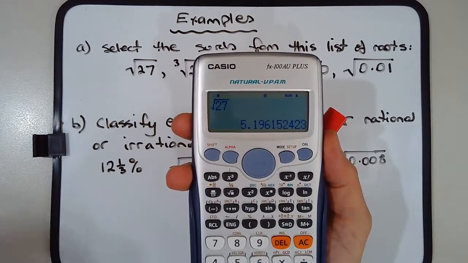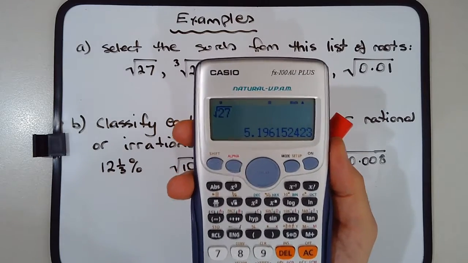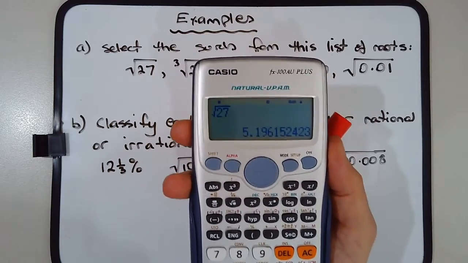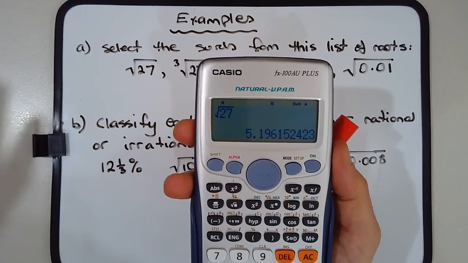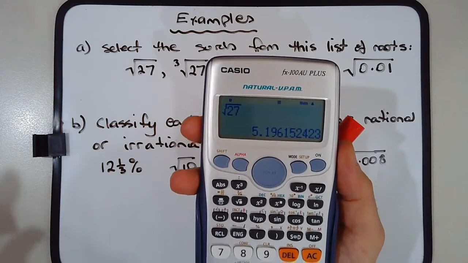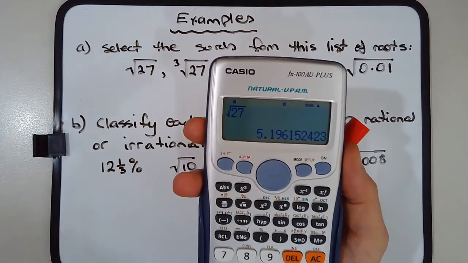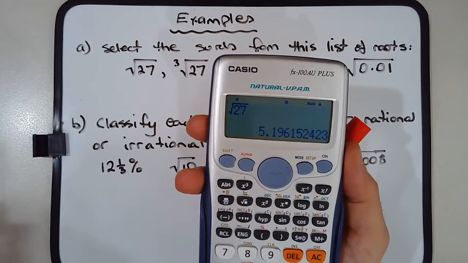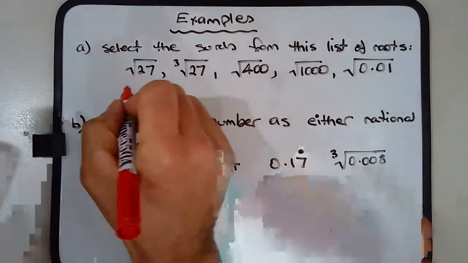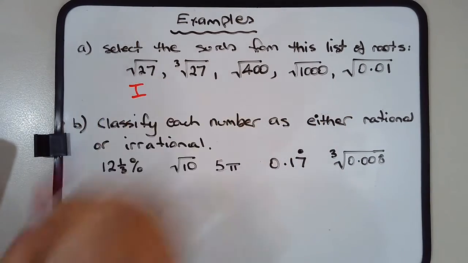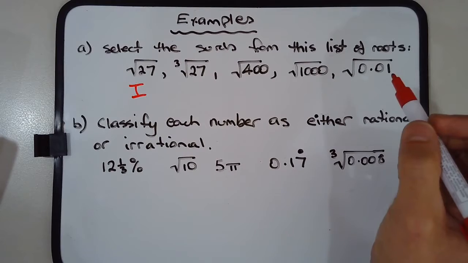So if it's one of those recurring decimals, like 5.12121212, and so on and so on, or 5.12 recurring, that's actually rational. It's not irrational. Just because the decimal goes on forever doesn't make it irrational. So square root of 27 is irrational. So I'm just going to put a letter I here for irrational.